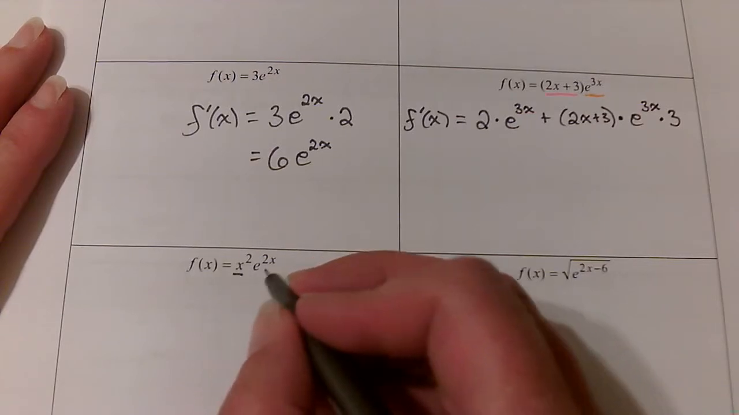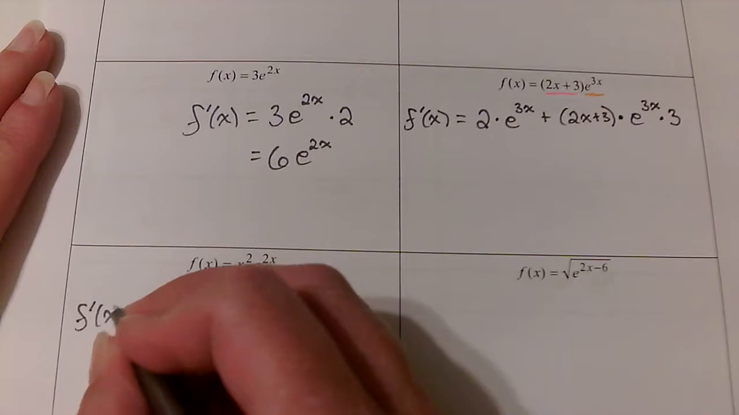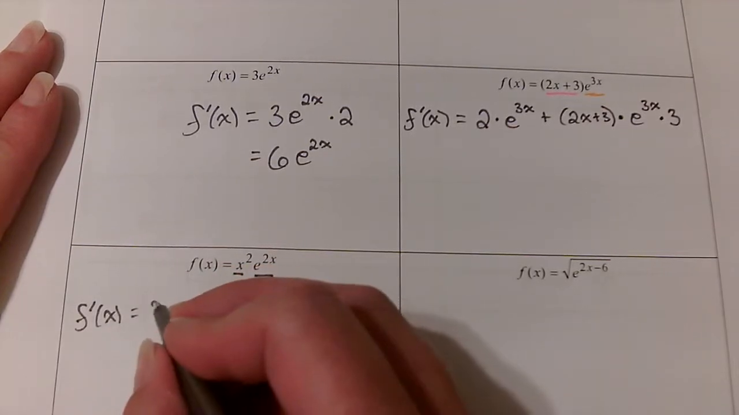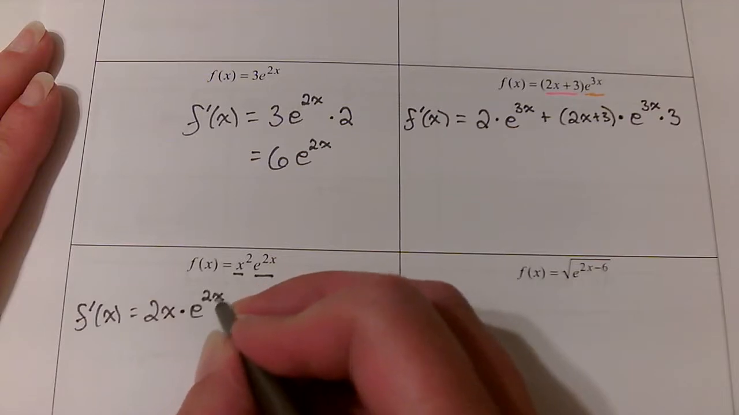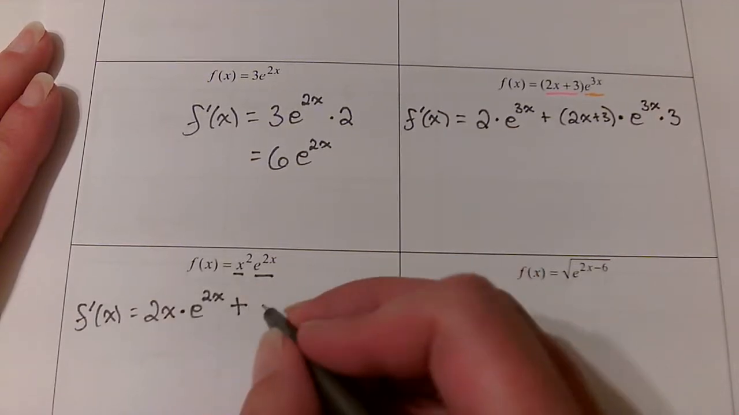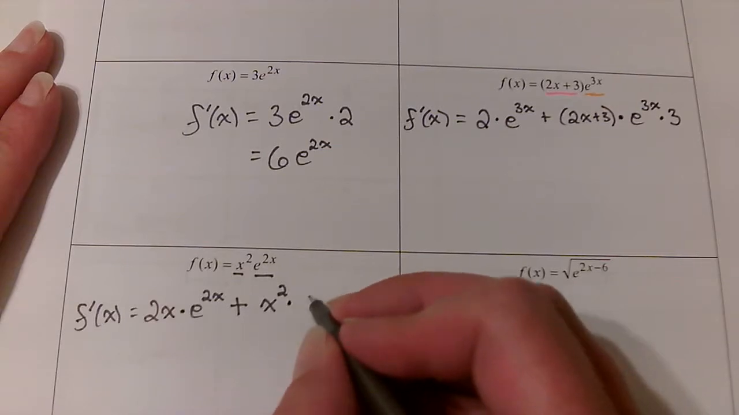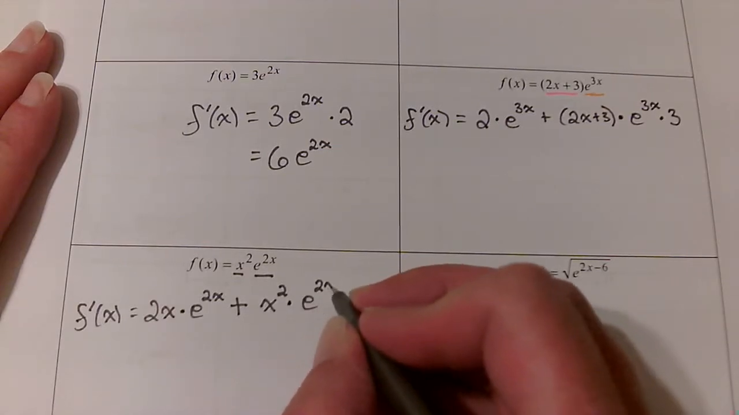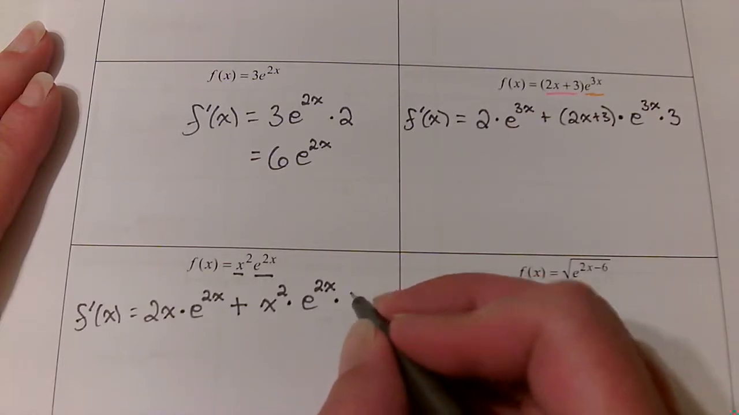So here, product rule, f prime of x equals derivative of the first times the second function plus the first function, just like it is, times the derivative of e to the 2x, which is going to be e to the 2x times 2.